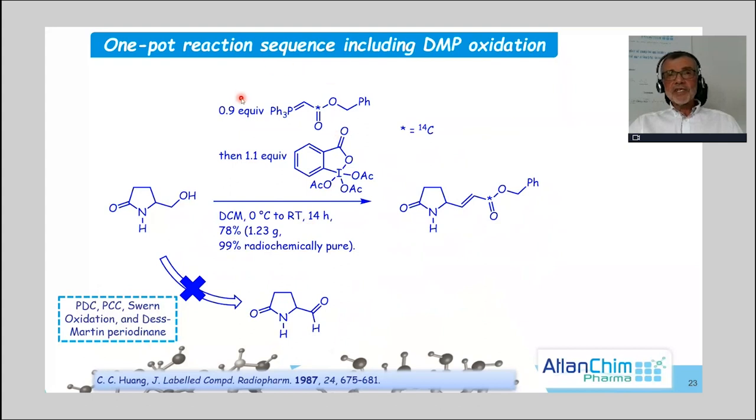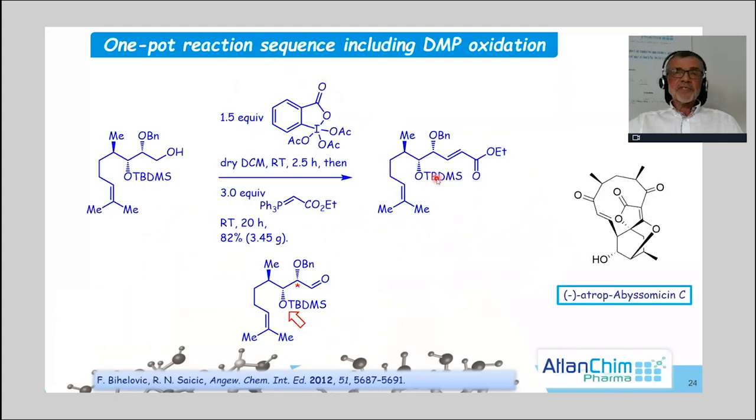Surprisingly, when this stabilized Wittig reagent here was mixed with alcohol here in dichloromethane at 0 degrees, followed by addition of the Dess-Martin's reagent, the corresponding unsaturated ester was isolated in 78%. Obviously, the alcohol here was oxidized by periodinane to this corresponding aldehyde in situ, which then immediately underwent a Wittig reaction with phosphorus ylide here.